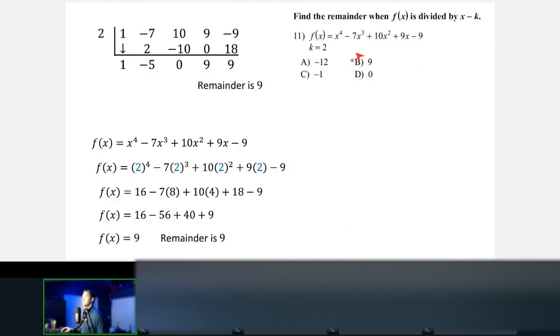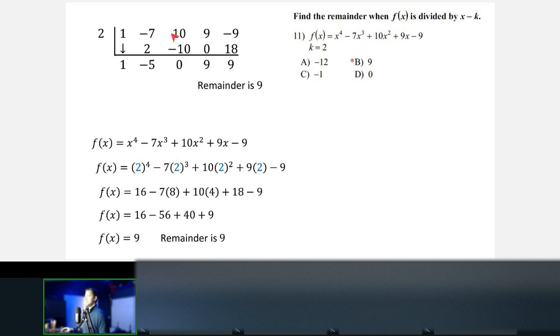All right. So number 11, find the remainder when f of x is divided by x minus k. We've done these in unit 1 maybe. It's been a while, right? So here's the function, and your k value is 2. We're going to remember the remainder theorem. There are two ways to do it. We can either plug it in, or we can use synthetic division. So I show it both ways.